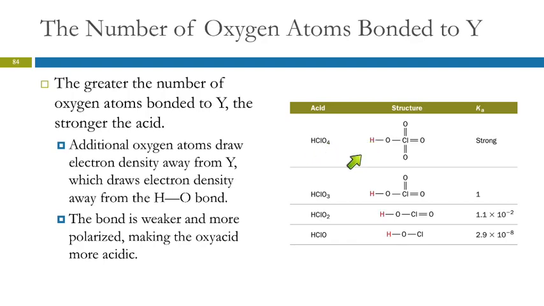So there we've got 4 oxygens. Here we've just got 3 oxygens. So we've got 2 additional oxygens besides that one pulling electron density away. It doesn't pull as strongly, and so this bond is a little stronger. This is not a strong acid. It's a weak acid. Its Ka is 1. It's pretty high for a weak acid, but still. And as we go to fewer oxygens, the Ka value gets smaller.